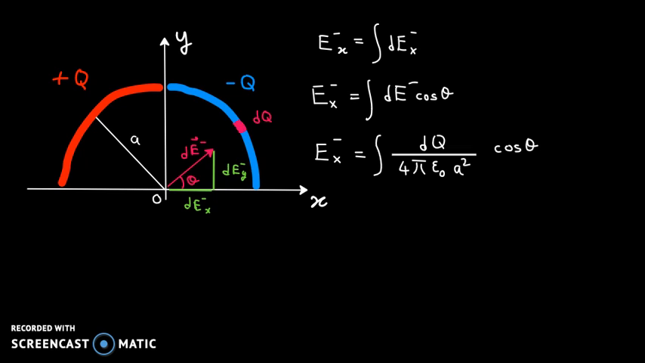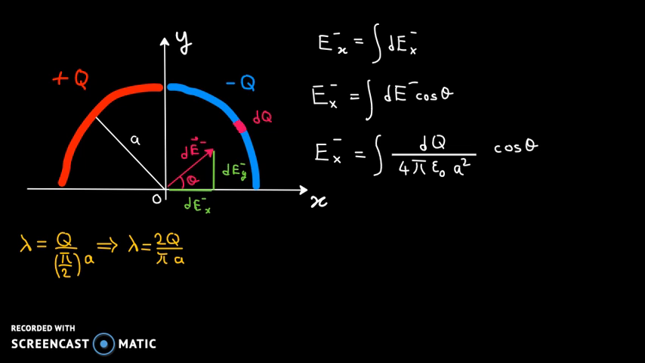Now the next step is to express dq in terms of d theta, our integration variable, so we can actually take this integral. For that, let's introduce the linear charge density lambda. Lambda is defined as total charge divided by the length of this charge distribution. Now the total charge is capital Q. The length is a quarter of the circumference of the circle. The circumference will be 2 pi a. 1/4 of that is pi over 2 times a. Rearranging the equation, I get lambda equals 2 times Q divided by pi times a.